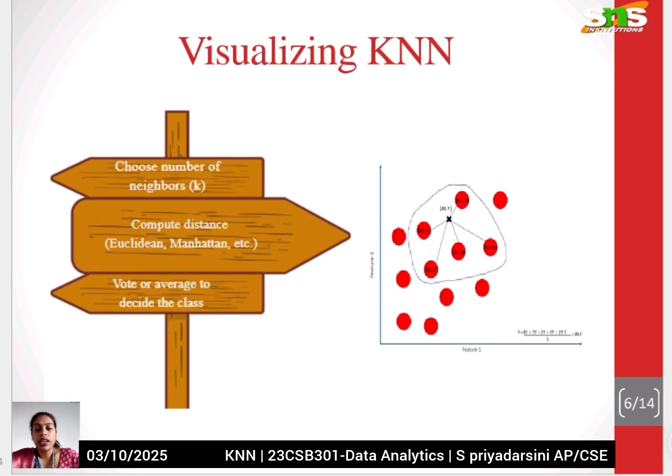Visualizing KNN, this image shows how KNN works visually. Imagine a new data point on a graph. KNN checks which data points are close to the center point, and calls them neighbors. Whichever class appears more among the neighbors becomes the prediction. It is like asking your closest friends for advice.